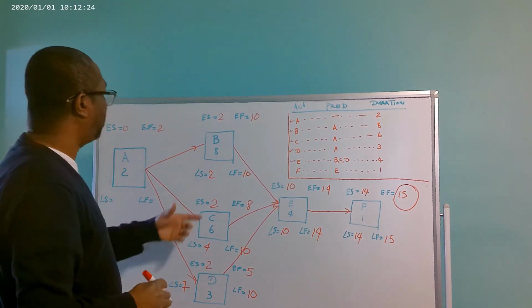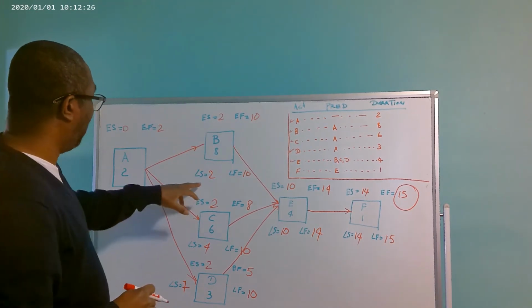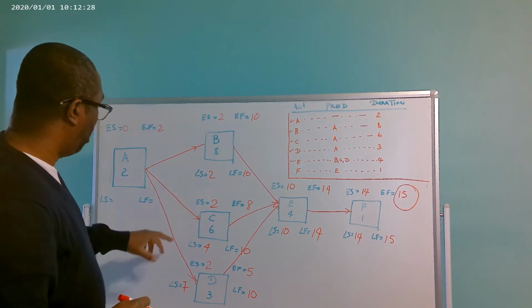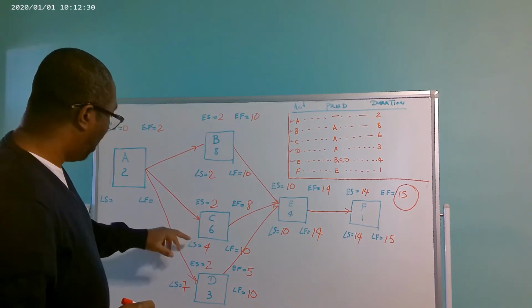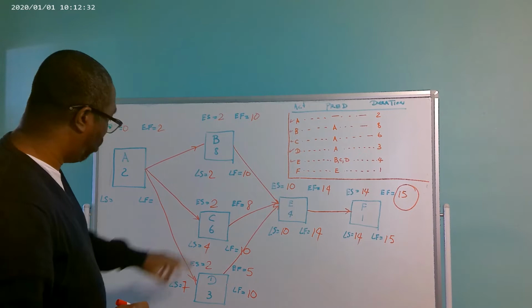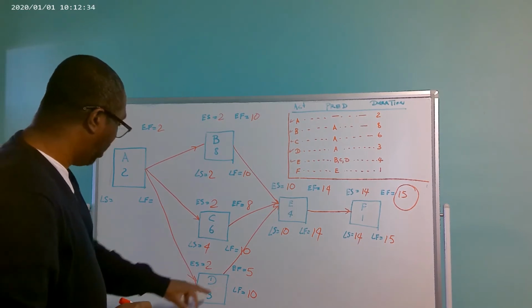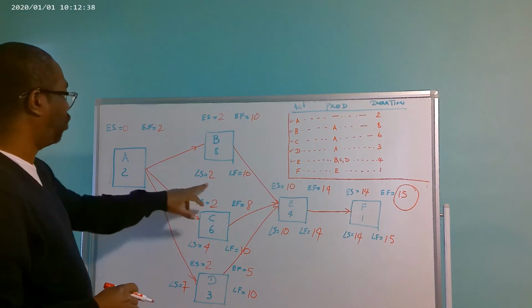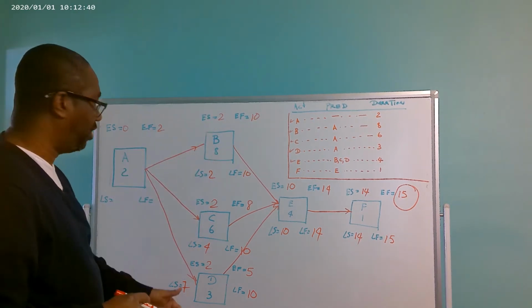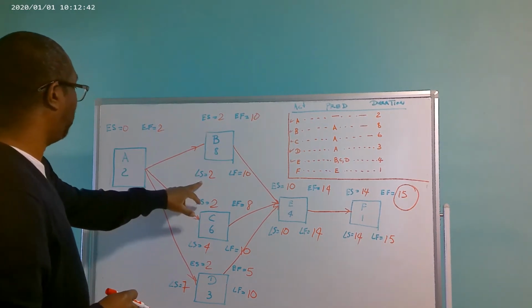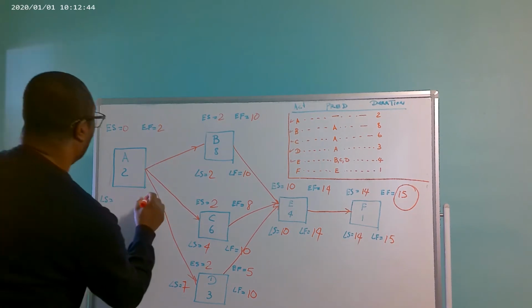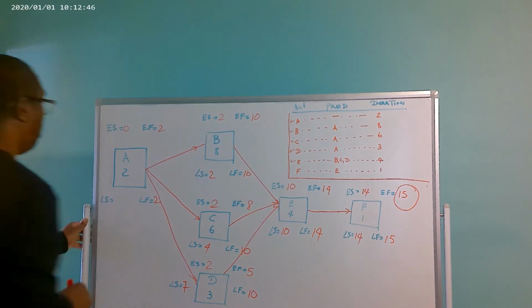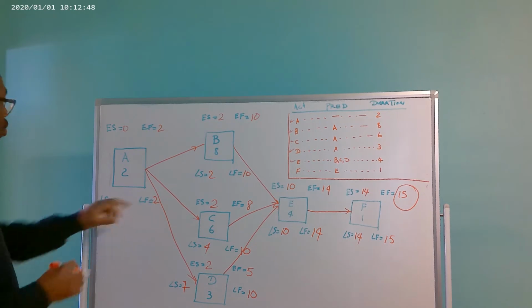So activity B has a late start of 2. Activity C has a late start of 4. And activity D has a late start of 7. So we're going to choose the lowest, which is 2, out of these 3 activities. So the late start here is going to be the late finish of 2. And then 2 minus 2 is 0.